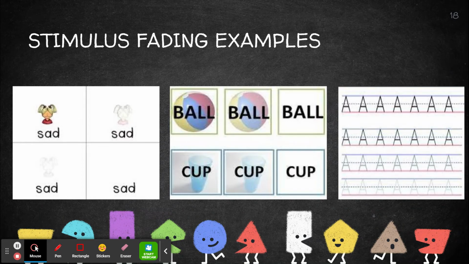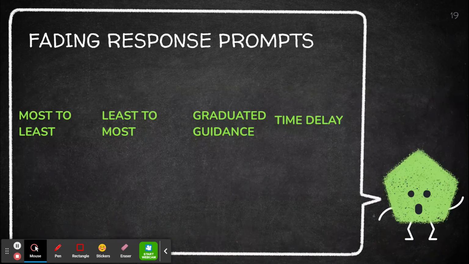We also have to fade response prompts too. We've learned about this already in class, so I won't spend too much time on it, but we can do this through most to least, least to most, graduated guidance, and time delay. And I'll get into those now.